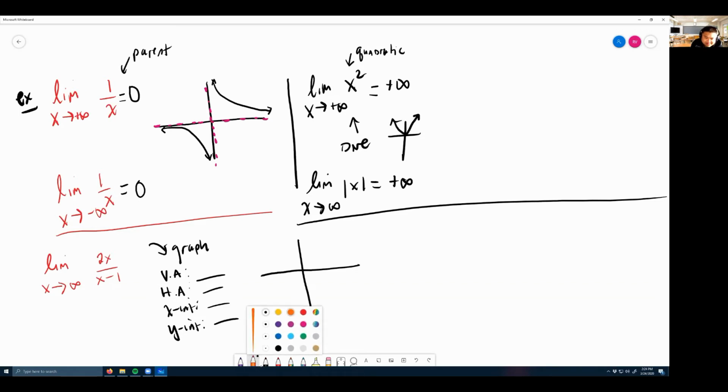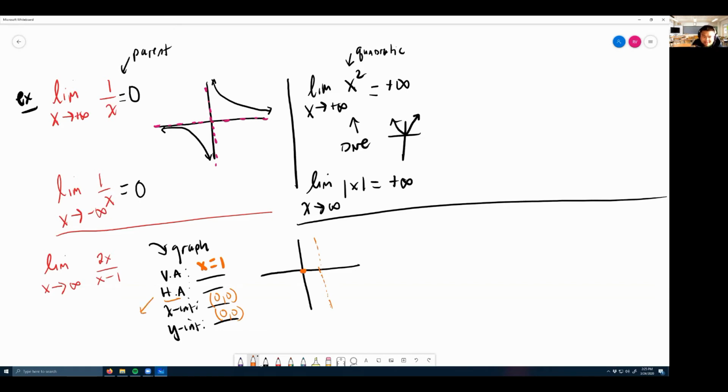From what we know, the vertical asymptotes are the numbers that make the denominator equal to 0. Hence, we have one at 1. Horizontal asymptotes, let's save that for last. X-intercepts: it makes the numerator equal to 0. Hence, 0, 0. Y-intercepts is when we plug in 0. Oh my goodness, we still get 0, 0. So right now we have a point at 0, 0 and a vertical asymptote at 1.